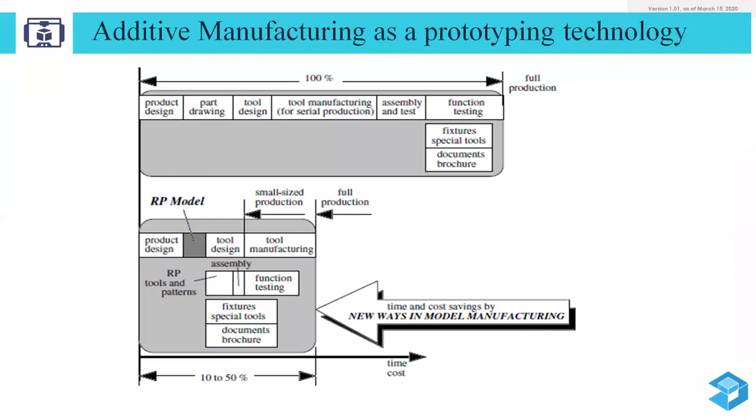If you want a faster lead time, you can actually reduce the lead time by around 50%. Because you don't have tool manufacturing, you don't have to design special jigs and fixtures, etc. So you can reduce around 10 to 50% of your lead time and come up with the final product very fast, and thereby you can also reduce the cost of your products as well.